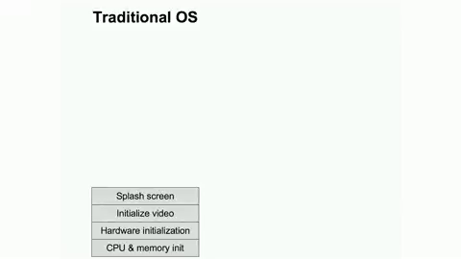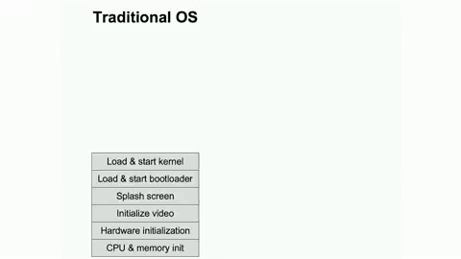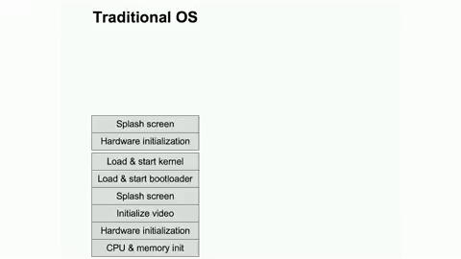After the firmware finishes, it loads and starts the bootloader. The bootloader loads and starts the kernel. The kernel searches for components again and initializes them again. Then they put up another splash screen just in case you forgot who sold you the operating system. A complex set of services and applications gets started. Now the user gets to log into the operating system.